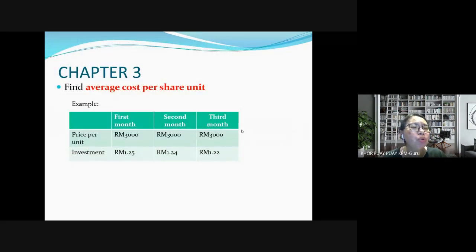Okay, and how do we calculate average cost per share if you are investing in shares? Just now is properties, right? So now we are talking about shares. Now, for shares, there are a few ways of buying and selling shares, right? So the most effective way, we call this the cost averaging strategy. Cost averaging strategy. I need everyone to memorize these three words, okay? Cost averaging strategy.